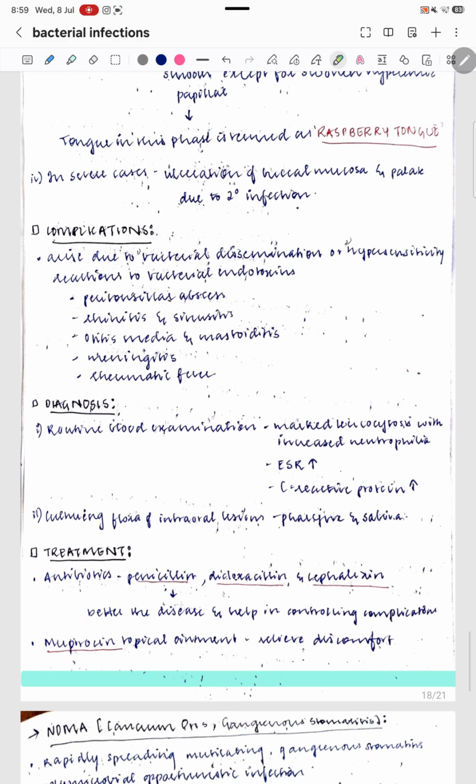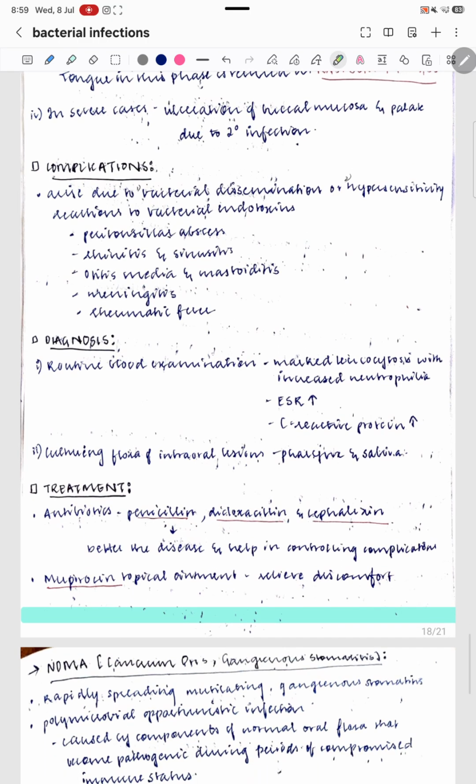Now, complications arise due to bacterial dissemination or hypersensitivity reaction to bacterial endotoxins. So if there is bacterial dissemination, the complications could be peritonsillar abscess, so pus in your tonsils, then rhinitis, sinusitis, otitis media, mastoiditis, meningitis, rheumatic fever.